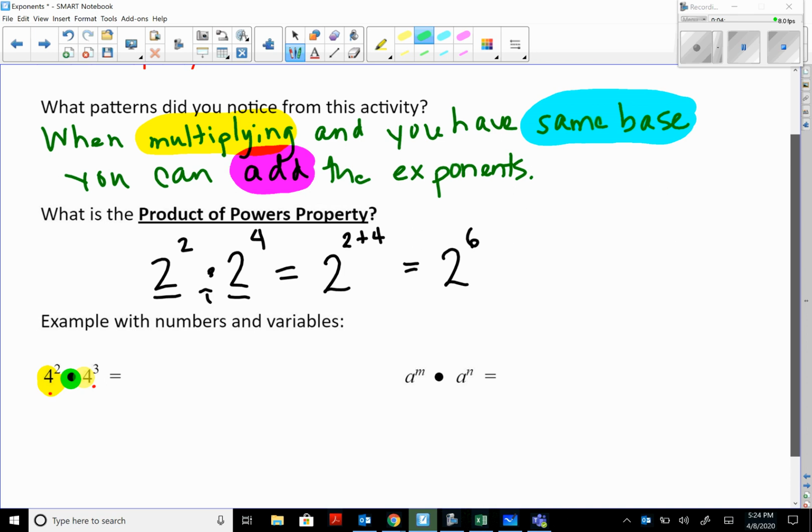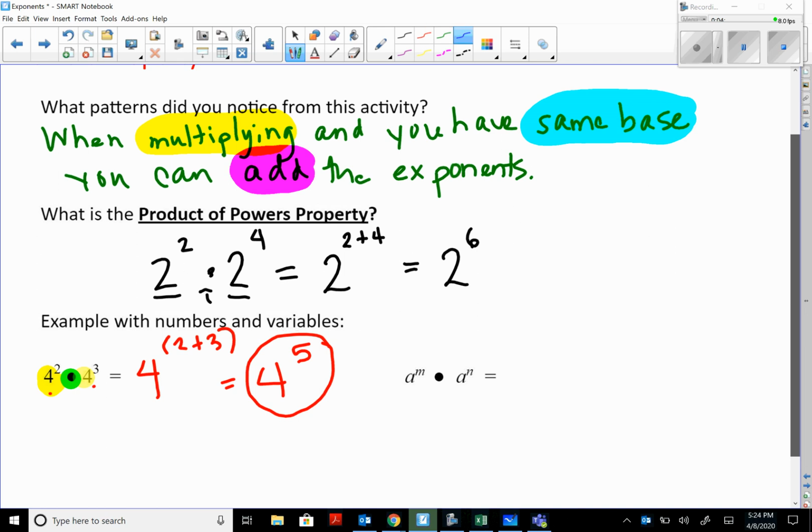Since we're multiplying, and since I have a base of 4 on both of them, I am allowed to add my exponents. So instead of saying 4 to the second times 4 to the third, I'm going to say 4 to the, and then 2 plus 3. And when I add 2 plus 3, I get 4 to the 5th power. So I simplified that expression using the product of powers property.